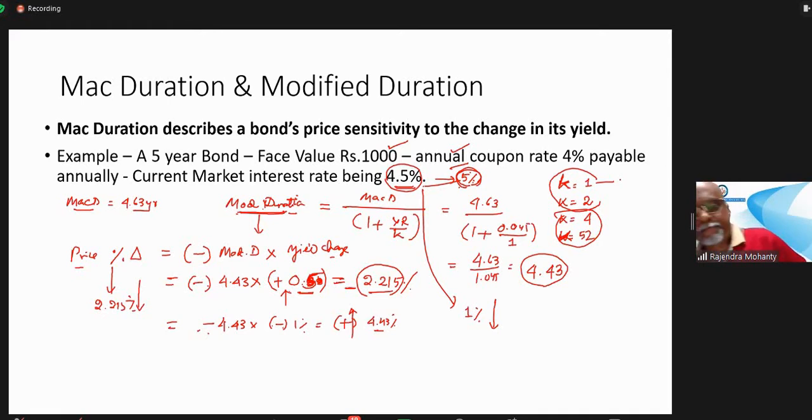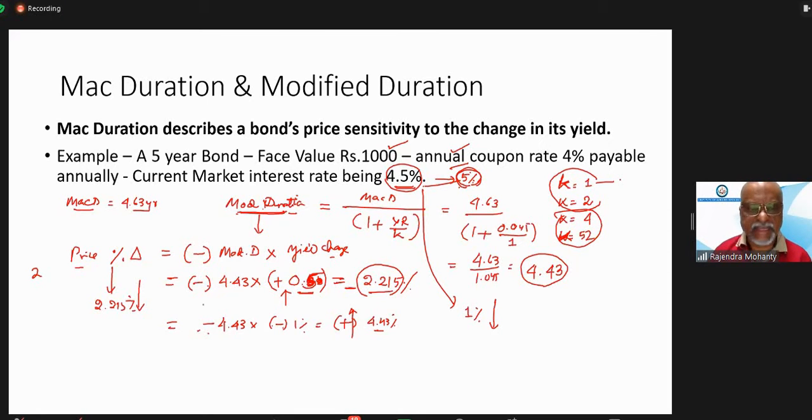Okay. Is it clear? Yes, sir. So this type of question will be asked. If both things are asked together, you have to calculate MAC duration and modified duration and find the price change. That question will definitely carry 2 marks. If it is a 1 mark question, either they will ask you to find the MAC duration or the modified duration only. Clear? You can do this for any bond. There is no problem. So the last step. 2.215 is what, sir?